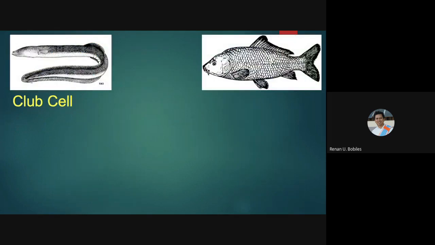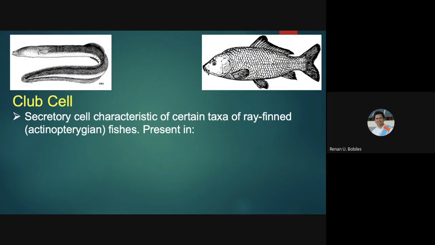Okay. The club cell. A club cell is a secretory cell characteristic of certain taxa of ray fin actinopterygian fishes, which is present in mga relic bony fishes like the paddlefish. Okay? Sa mga eels, Anguilliformis, yung sa Bicol baga, yung tigapuntang kasili.